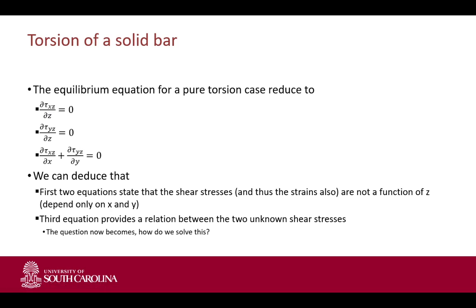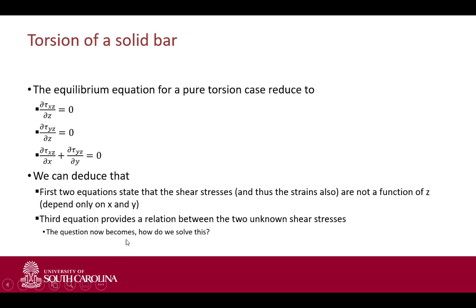So because of that, from the first two equations, we can say that tau xz and tau yz must be a function only of x and y and not z. Else the derivative with respect to z is a non-zero value. So that's very useful for us. And the third equation, similar to our compatibility equation, gives us a relationship between these two unknown stresses.